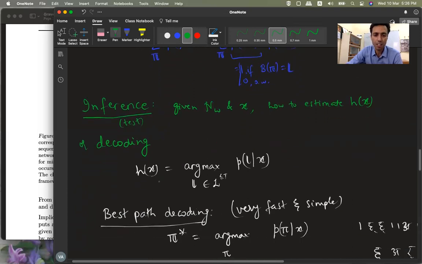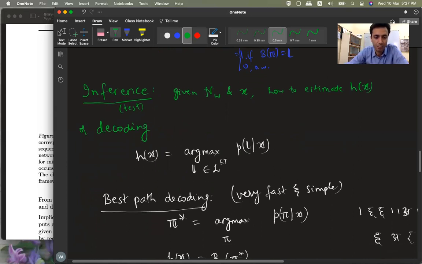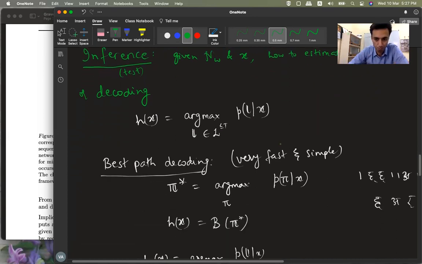Now h of x is simply the argmax. You have the probability of a particular label sequence given the input x, and whichever label sequence has the maximum probability, you call that your estimate. This is my estimated label sequence. My estimated label sequence is simply the label sequence which has got the maximum probability. You go over all label sequences, whichever has the highest probability, you just return that.